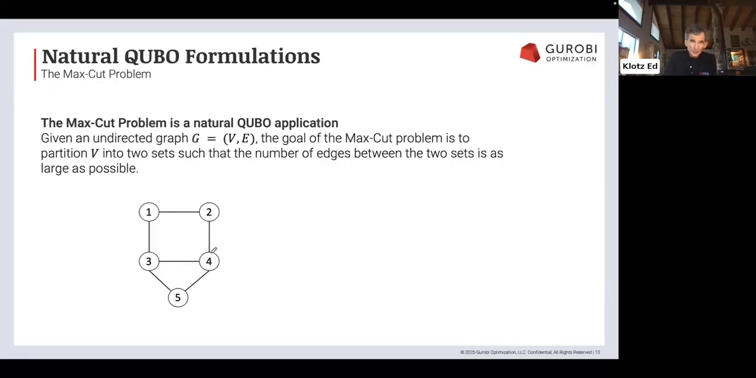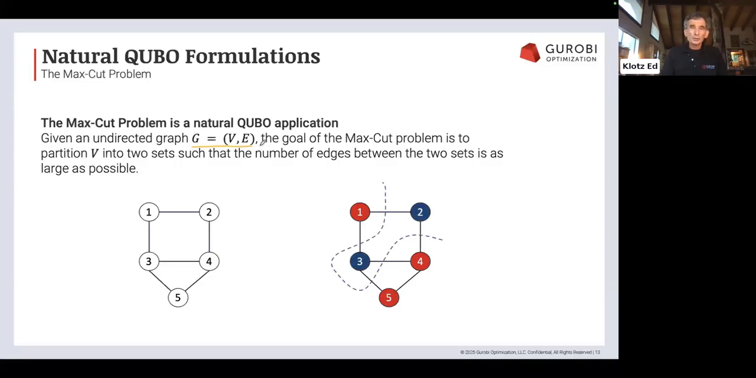All right, so let's go through each category. The maximum cut problem is the case of a natural QUBO formulation. We could come up with a constrained formulation, but we don't need to. So for max cut, we have a graph with a set of nodes or vertices and edges. And what we want to do is partition our set of nodes into two sets so that the number of edges between the two sets is as large as possible.